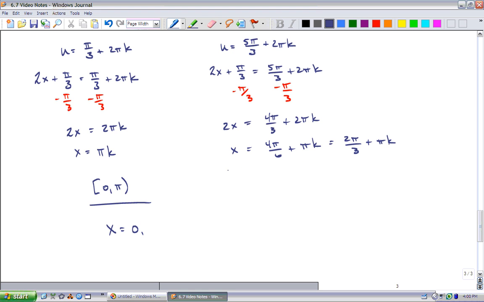On the other solution set, we're going to start off with 2 pi over 3. Then if I add pi to it, and again, I've got to get a common denominator, 3 pi over 3, I end up with 5 pi over 3, which is outside of pi, because pi would be 3 pi over 3. So if I add pi to it, that's going to take me out of that solution set, so those would be my only two solutions. That's it.